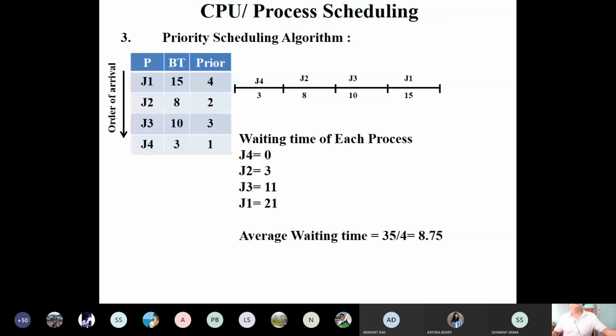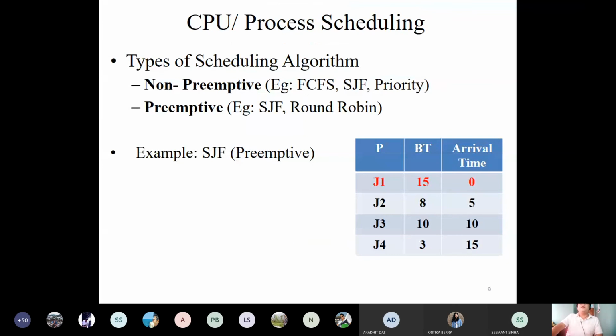Yes, 8.75. So if you compare priority and first come first serve, priority performance is good, and if you compare priority and SJF, both are the same. In this scenario it is like this, but for a different scenario it will be different.